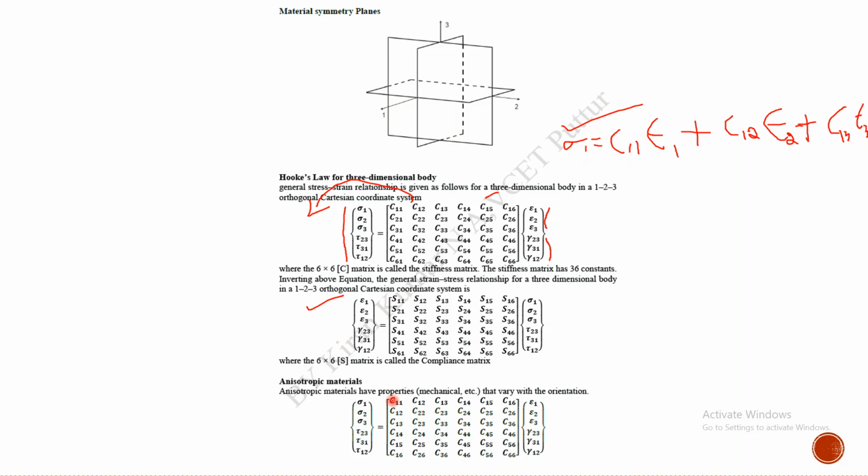If I inscribe the material symmetry planes, the meaning is very simple: the particular matrix is symmetric about the diagonal. This is a symmetric matrix. Anisotropic materials are nothing but a symmetrical matrix. If you closely observe C12, C12, C13, C13, C14, C14, likewise all the terms are symmetrical about the diagonal.